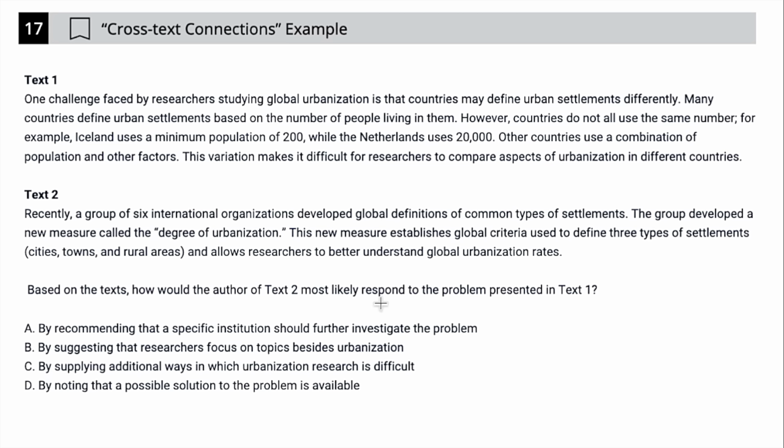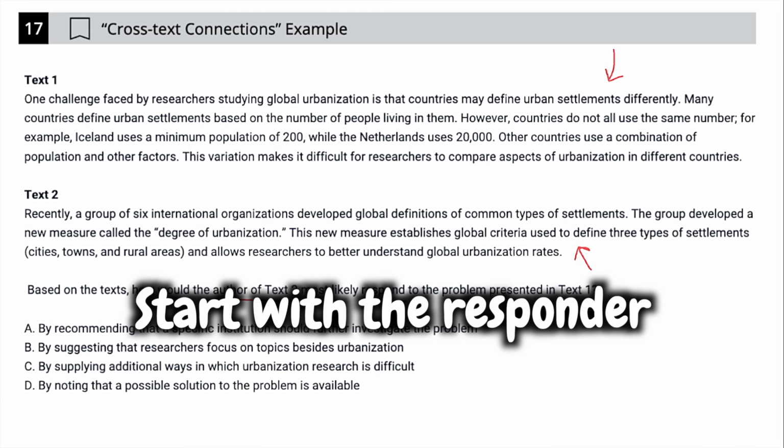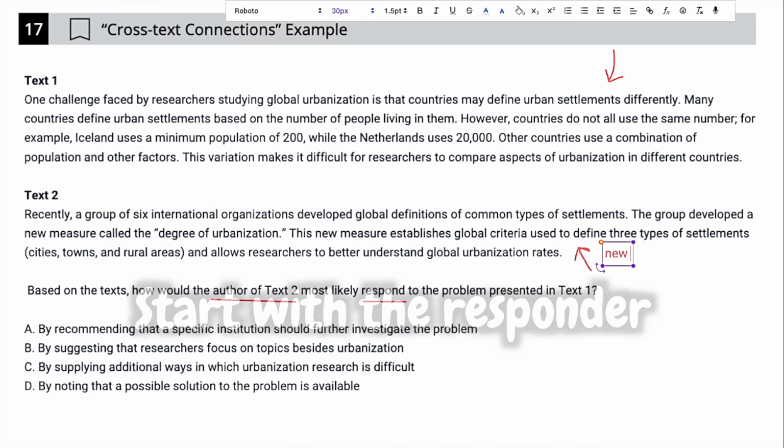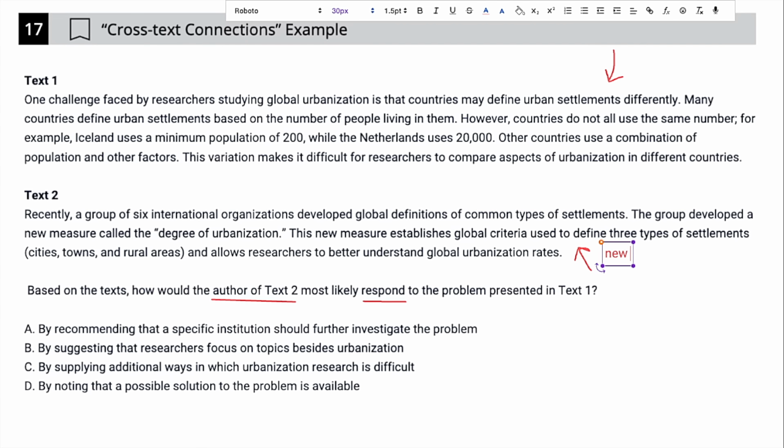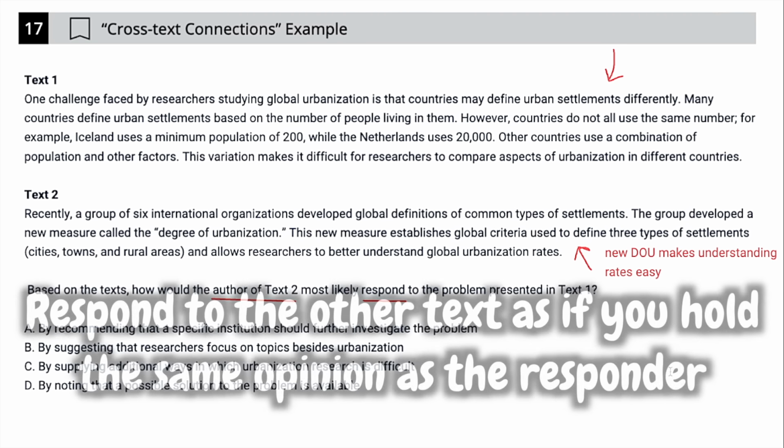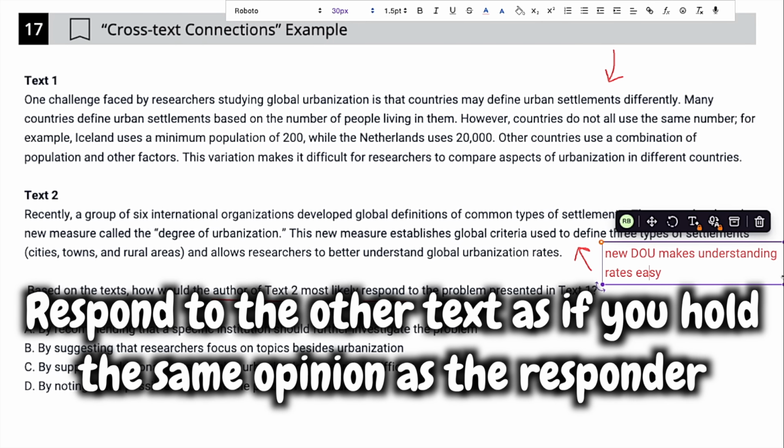For cross-text connection questions, you're actually going to want to start with the responder. And I'm talking about the most common type of cross-text connections where you have some text responding to another text. And here it says, how would author 2 respond? So I want to actually start with text 2. My main idea would be something along the lines of new degree of urbanization. We'll just say DOU makes understanding rates easy. And this is now my perspective as I read text 1.